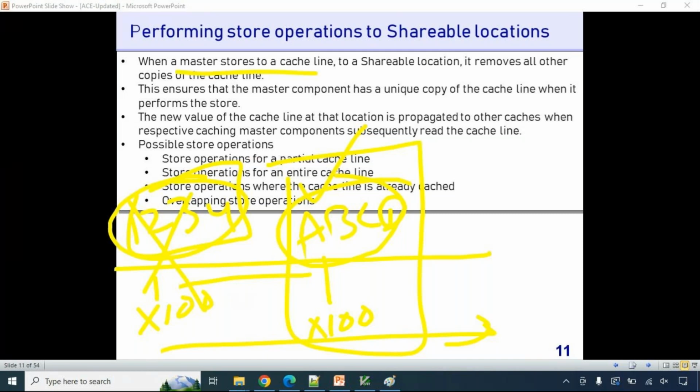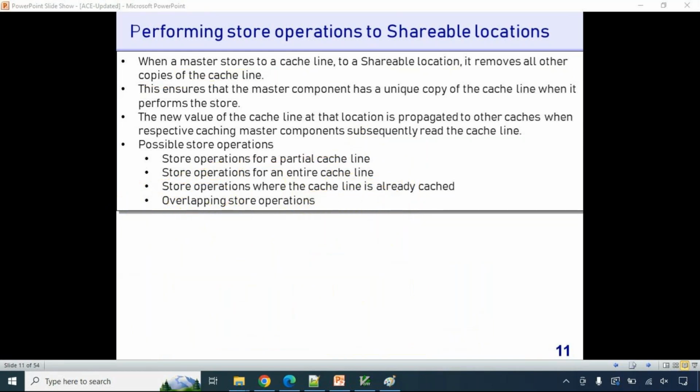When a master stores to a cache line to a shareable location, it removes all other copies of the cache line. I mean, in the memories, it will remove. So what is that concept called? It is called invalidating. You're removing, which means invalidating. Then you may say, if you invalidate, then we will lose the data in that. We will move it into a shared clean state. This ensures that the master component has a unique copy of the cache line when it is performing the store. So the new value of the cache line at that location is propagated to other caches. As I said, whatever the new value is will be propagated to other caches when the respective caching master component subsequently reads the cache line. So whenever they read the cache line, their caches will also get updated.